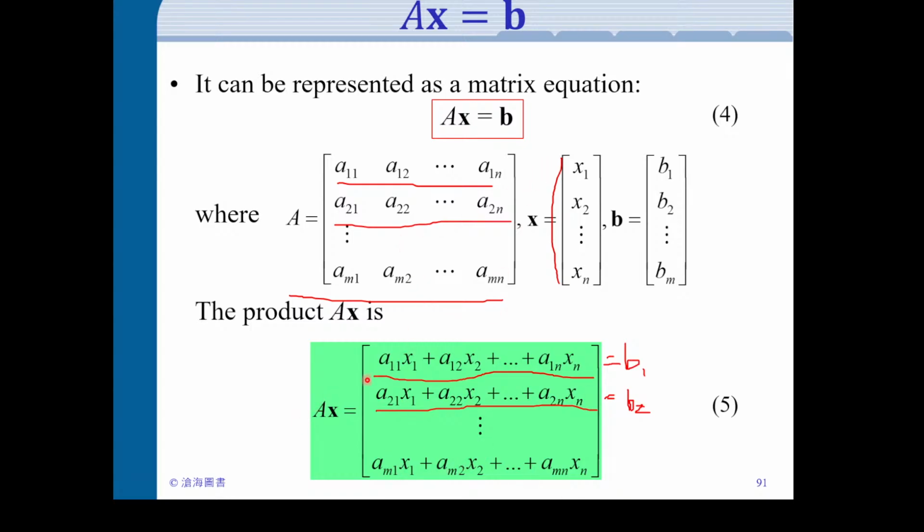Then you see the first element of Ax will be this first row times this column, so it will be a11x1 plus a12x2, etc. So it will be the left hand side of the first equation and equal to b1. And similarly, the second equation will be this row times this column, etc. And we see that Ax is equal to b. This column vector equal to this column vector will exactly reproduce our linear system equation.